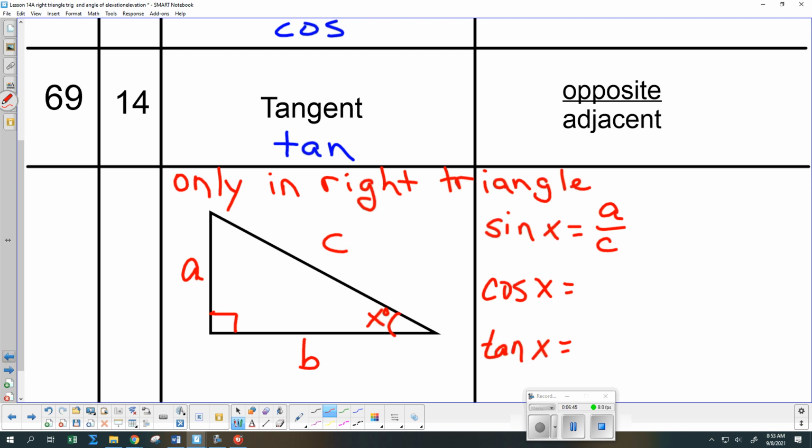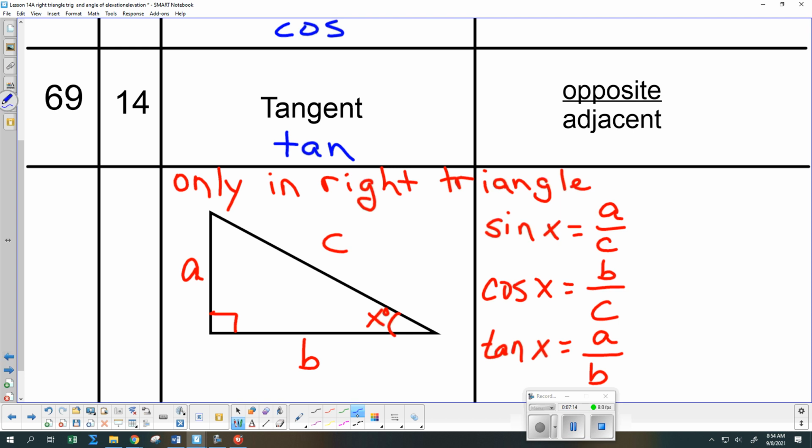What about cosine? Jack, cosine. I find my X, and what letter over what letter for cosine? So in my picture, what letter's adjacent and what letter's hypotenuse? So it's going to be B over C. And tangent, Paul? It's going to be A over B, because opposite is A, adjacent is B, and tangent is opposite over adjacent.